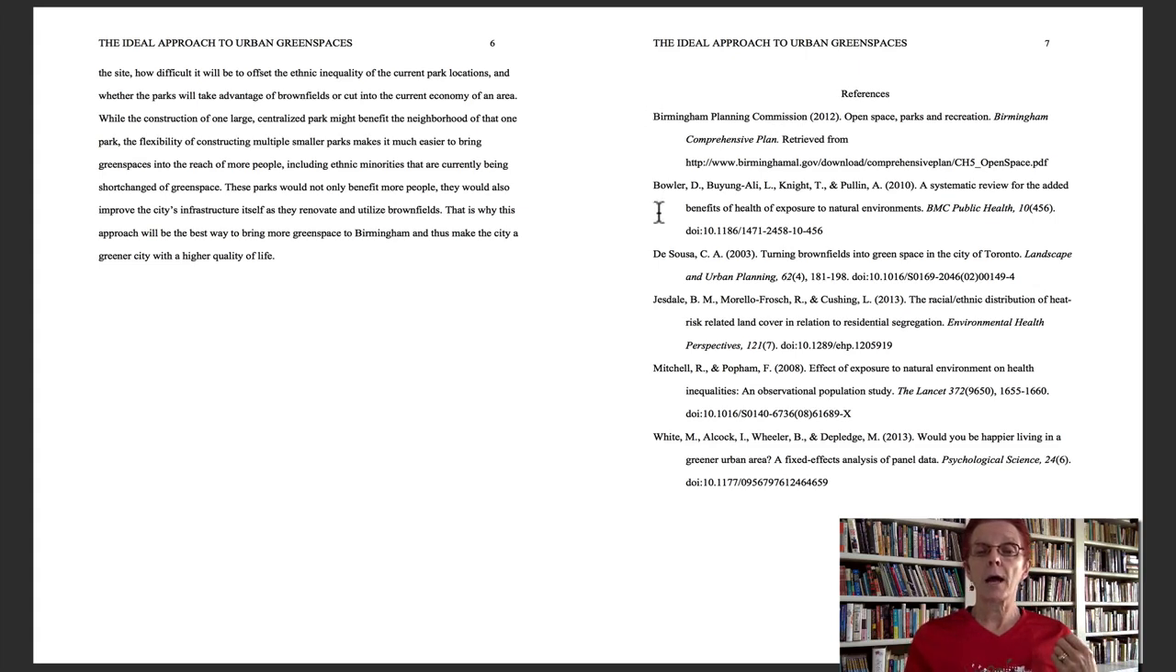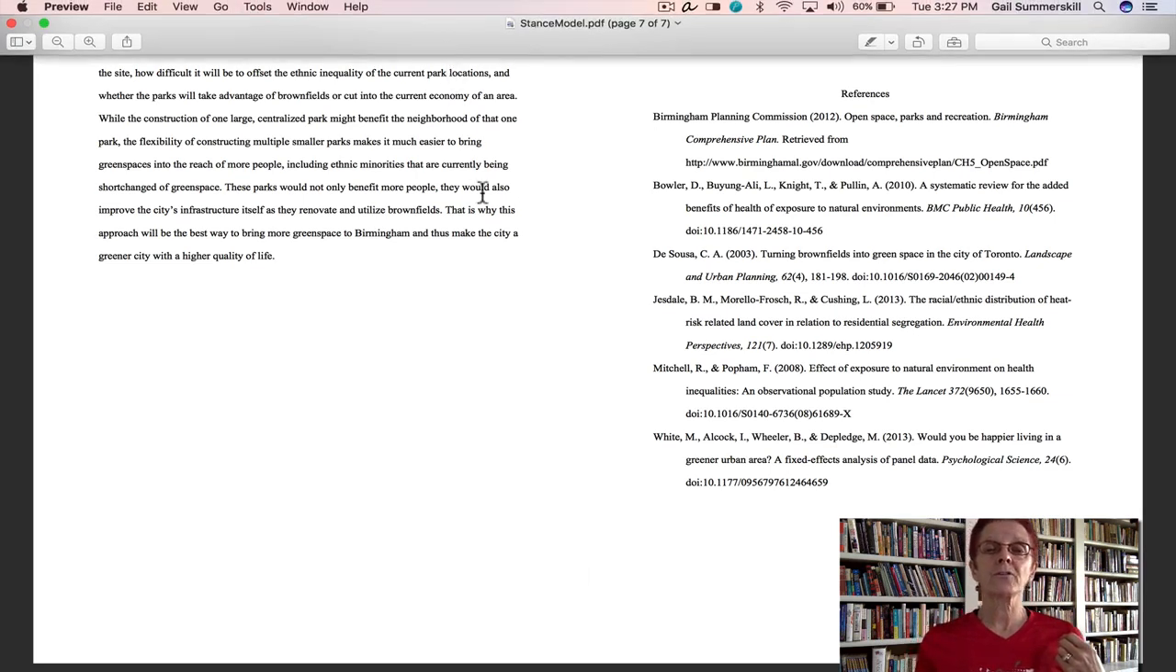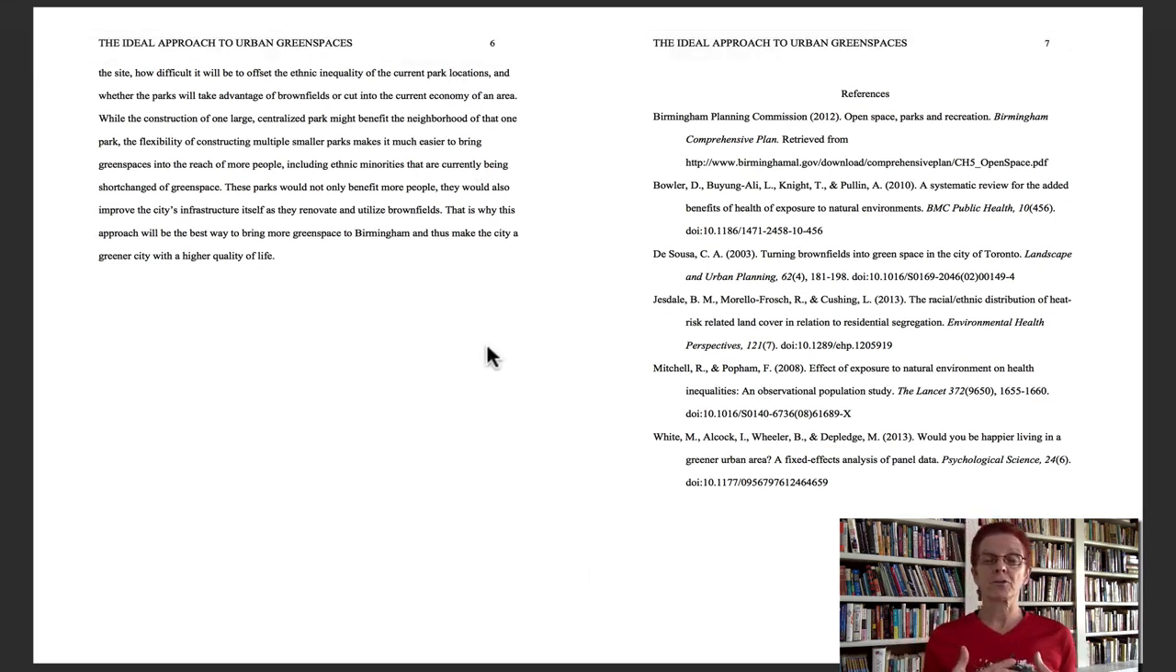Reference page: alphabetical order, hanging indent. Notice "retrieved from" if you have a website. Some have a DOI number. And so that's what a model paper looks like.